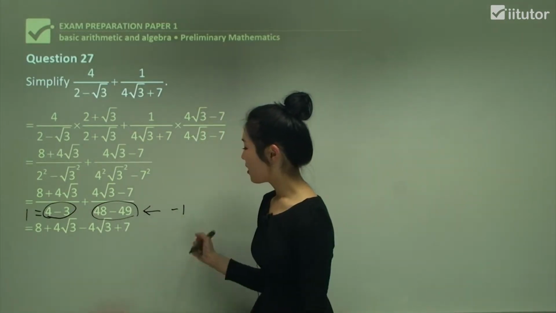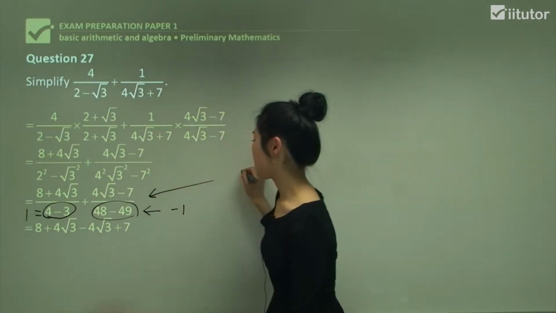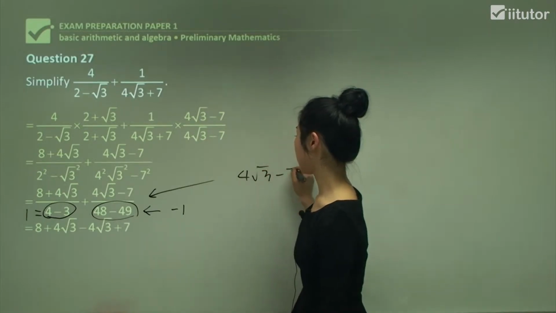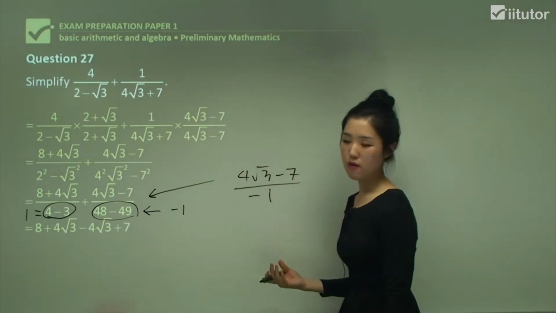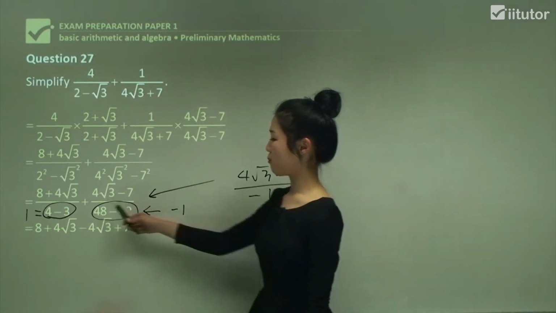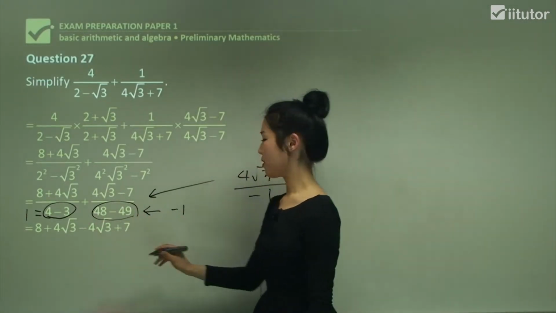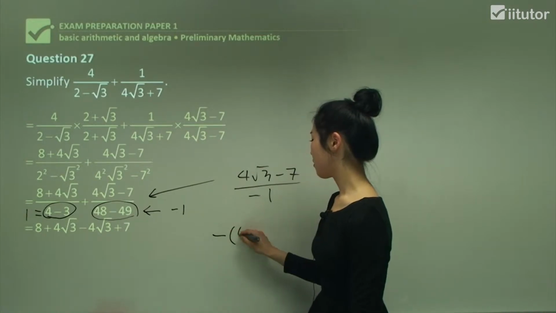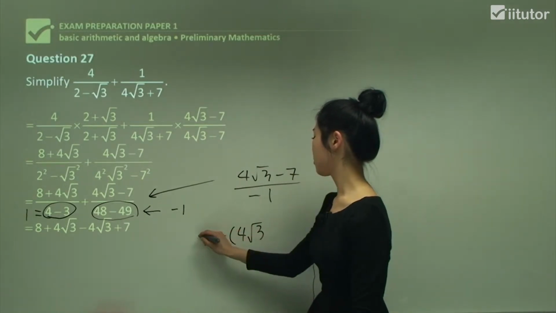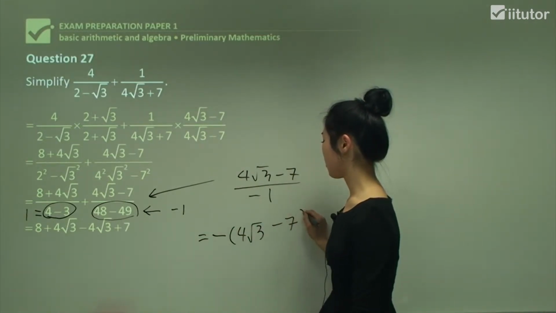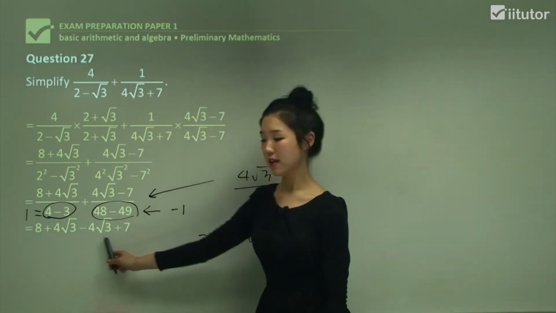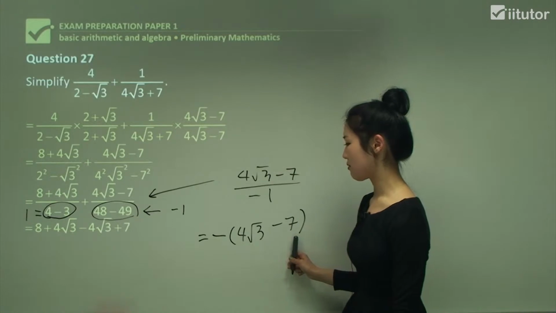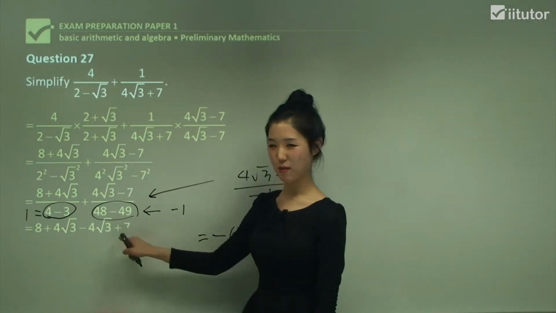And here, I'll just show you, that one becomes 4 root 3 minus 7 over negative 1. But we don't really need to put it over a 1. But we know that negative, positive makes negative. So I have negative 4 root 3. So this one equals 2 minus 7. So it's going to be negative 4 root 3 here and negative 7, which is positive 7. So that's how I get that.